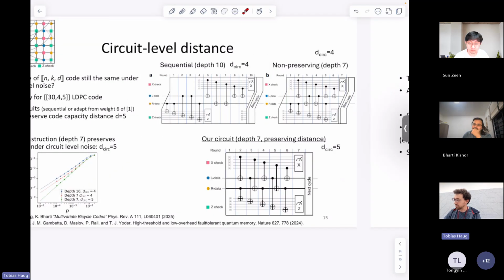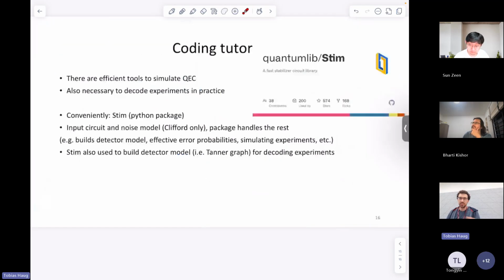And now we get to the last part, which is the coding tutorial. This will be very short. We're going to use the standard tool that pretty much everyone uses nowadays, which is called Stim, which was written by Google, mainly by Craig Gidney from Google. And this is a nice tool that efficiently simulates quantum error correction codes which are based on stabilizers, so Clifford operations. And maybe I don't have time this time, but basically this is also necessary when you actually want to run a quantum experiment on a quantum computer physically.